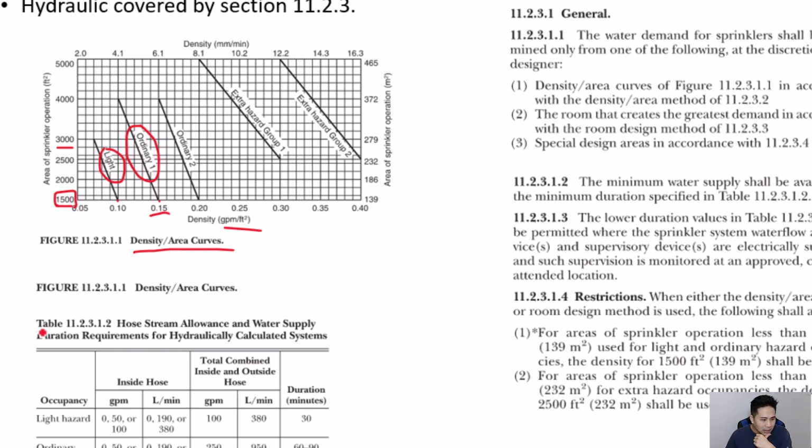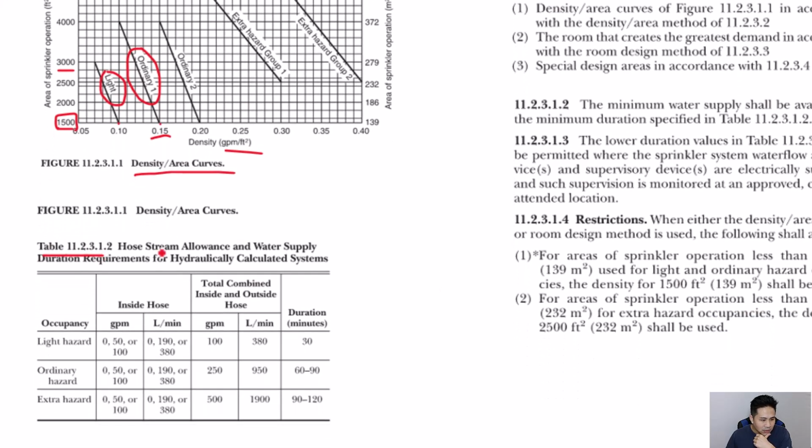Okay, and this table right here gives you a hose stream allowance that you also would have to add on to that density area requirement if you have a hose. And you can either use 0, 50, or 100 based on what the code requires for your particular job. If you do require a hose, some jobs you may not need to install a hose system.